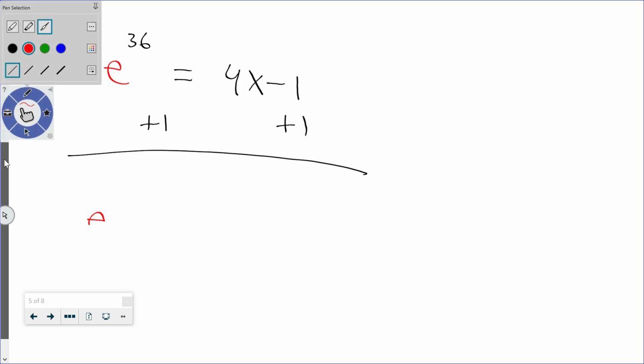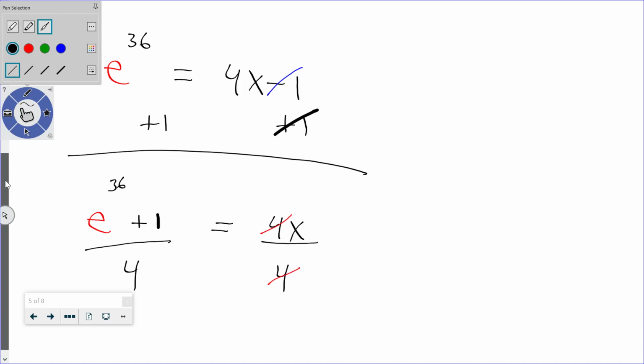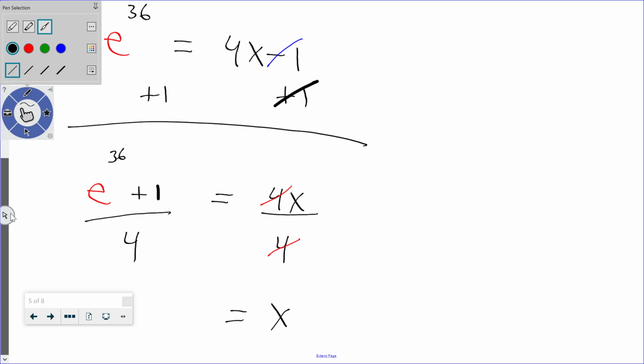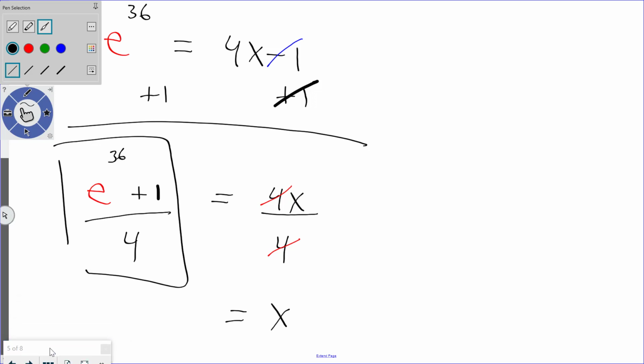E to the 36th power plus 1 equals 4x. To isolate x, divide both sides by 4. So now that we have x isolated, we take this here, e to the 36th power plus 1 over 4, put this in the calculator just like this, and that's going to be our answer. We simplify at the end.